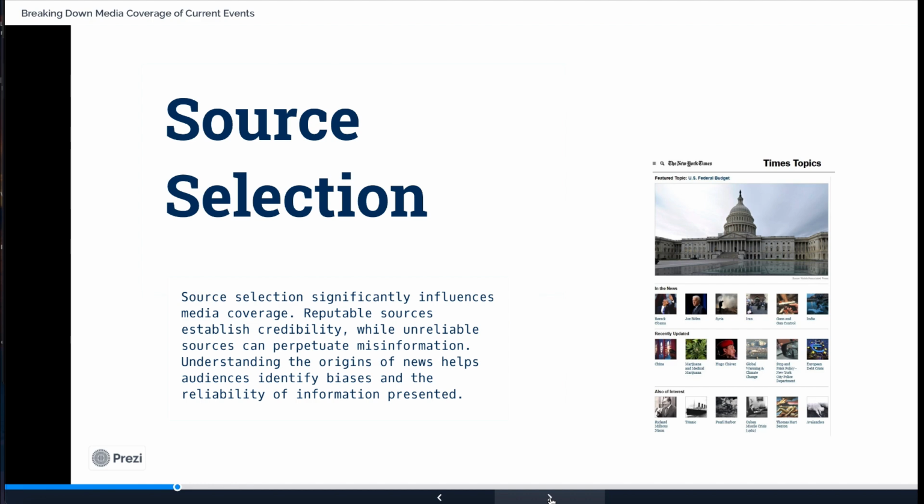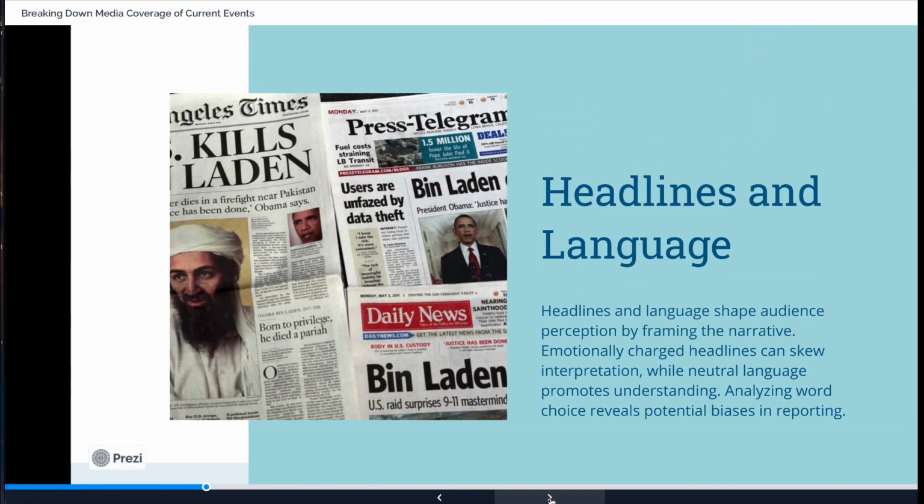Headlines and language. Let's talk about it. Headlines and language shape audience perception by framing the narrative. Emotionally charged headlines can skew interpretation, while neutral language promotes understanding. Analyzing word choice reveals potential biases in reporting.